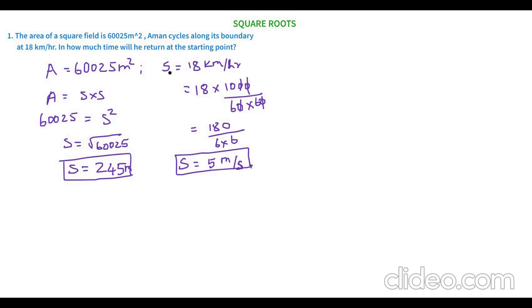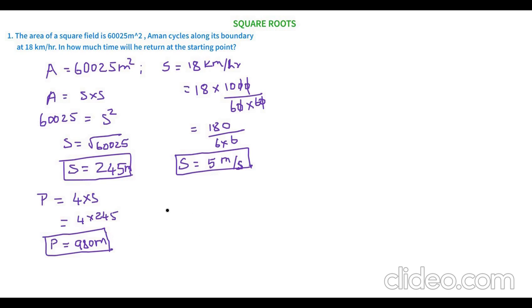So he is traveling around the boundary, right? For that, the boundary is always the perimeter. So what is the perimeter of a square? Right, it's 4 times S. We don't know the perimeter, but we know the side. So it is 4 times 245. The perimeter which we have got is 980 meters. So now we have got the perimeter along which he was traveling. So he has to travel 980 meters.